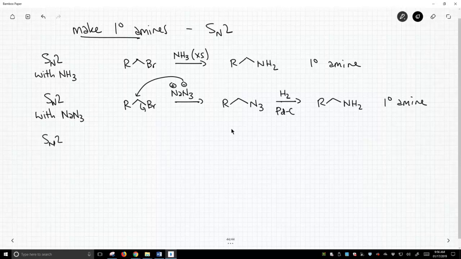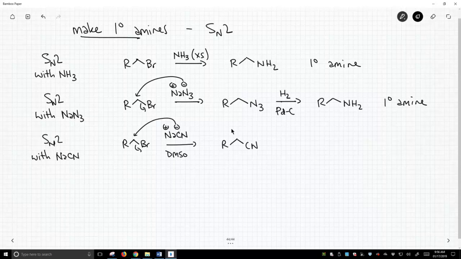Lastly, we'll talk about doing an SN2 reaction with sodium cyanide. So we'll take again our alkyl halide. Doesn't have to be a bromide, could be a chloride, could be an iodide. And we'll treat this with sodium cyanide. What solvent? Maybe DMSO, one of our good polar aprotic solvents. Cyanide attacks, does our SN2.